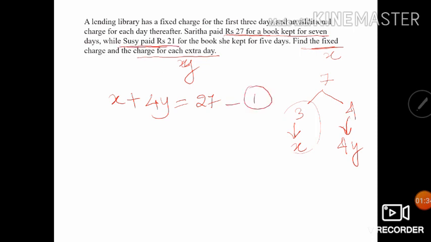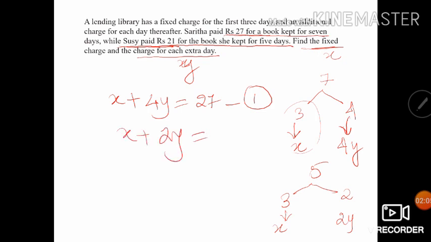Similarly, Susie paid 21 for the book she kept for 5 days. Out of 5 days, 3 days will cost rupees x and the remaining 2 days will cost rupees 2y. So x plus 2y will be equal to 21. This is our second equation. I leave the part of finding the solution to you. Use the elimination method and solve it.